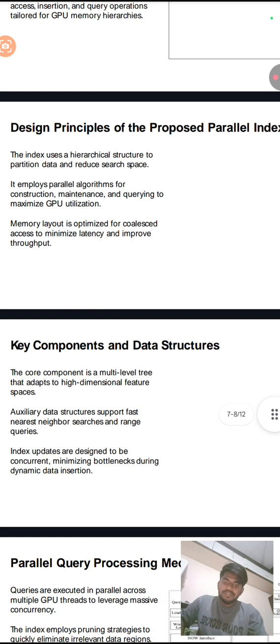Key components of the data structure. The core component is a multi-level tree that adapts to high dimensional feature spaces. Auxiliary data structures support fast nearest neighbor searches and range queries. Index updates are designed to be concurrent, minimizing bottlenecks during dynamic data insertion.